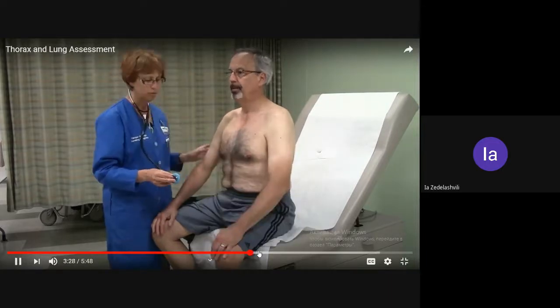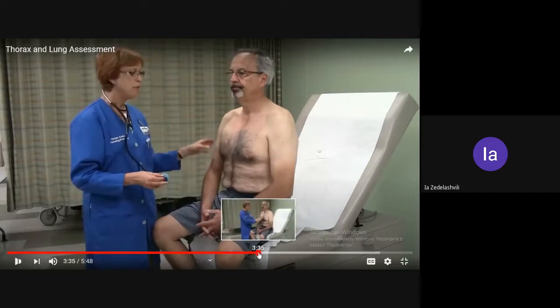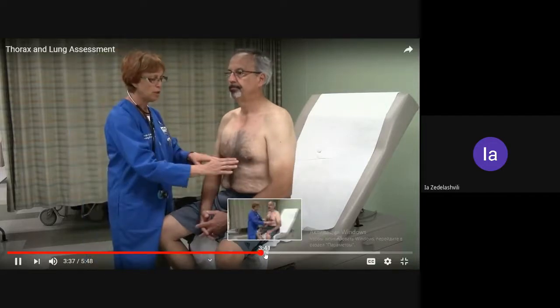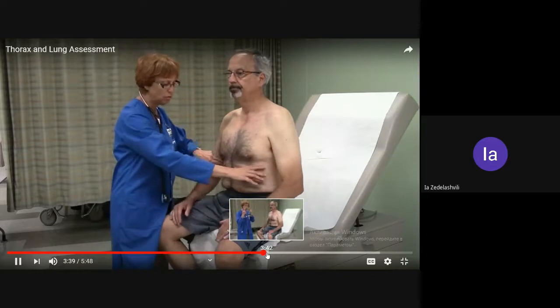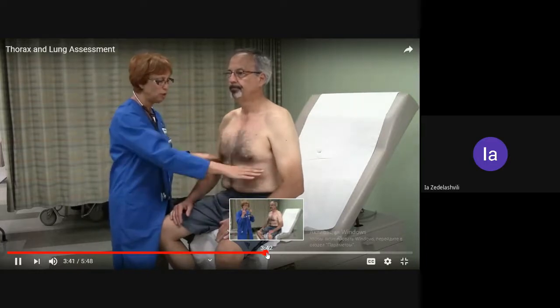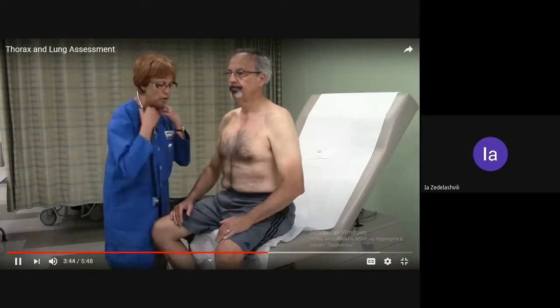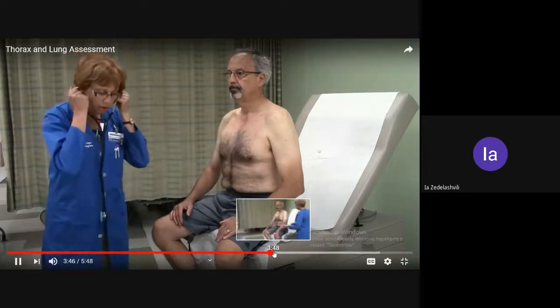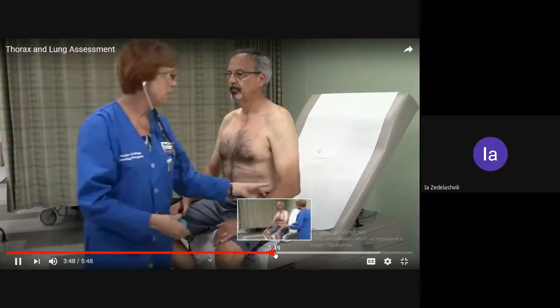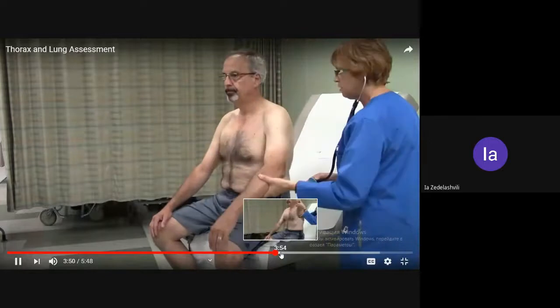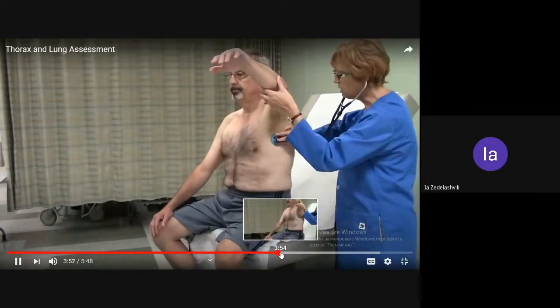Just breathe normally for a second. Around here, and then you can lift up to listen down low. So you can listen above the bra here and below the bra across here. Then I'm going to listen on each side. So on the left lateral, you lift your arm up. Listen in 2 places, big breath.